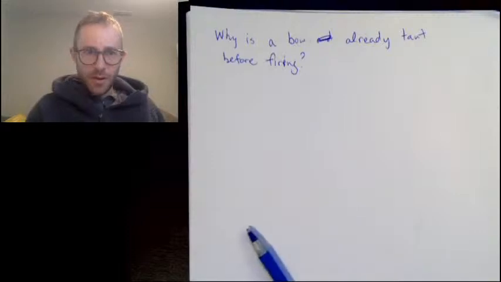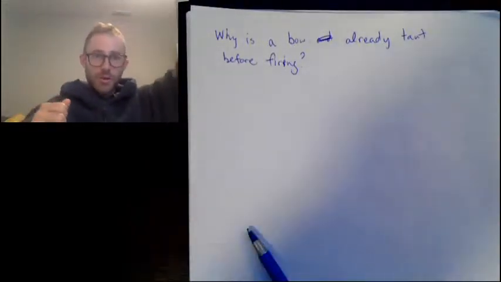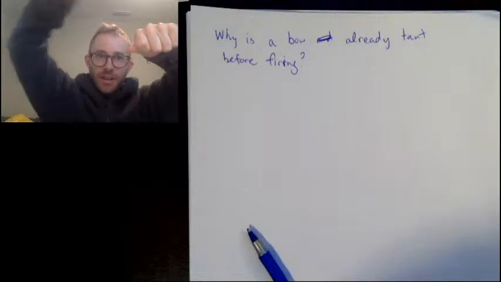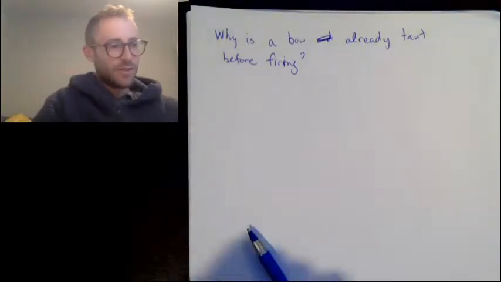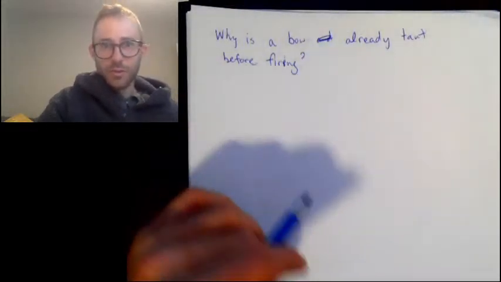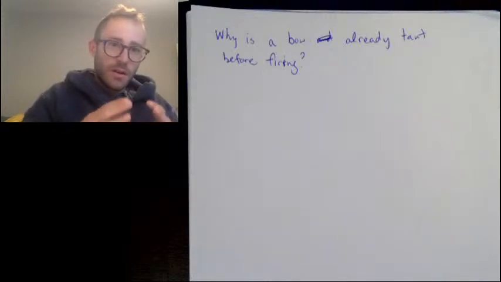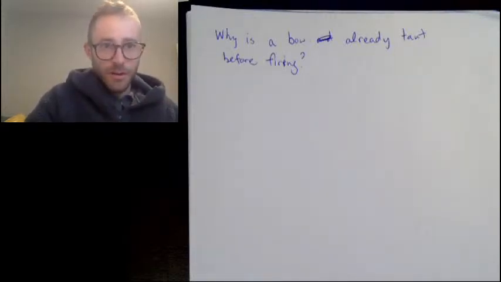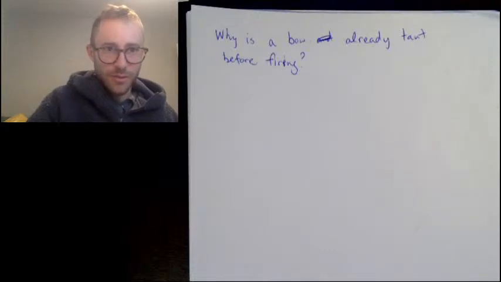Have you thought about a bow? You have to take the bow and flex it and attach the string to it. So the bow begins in the already flexed state. Why is the bow already flexed when you're using a bow and arrow? There's a reason for that, and it has to do with work.